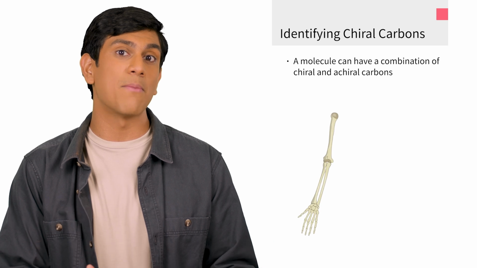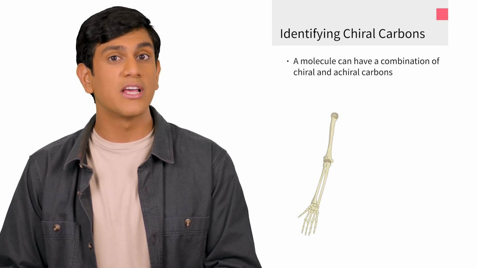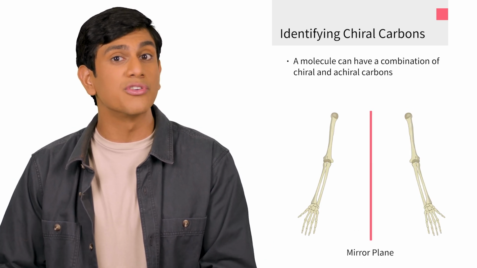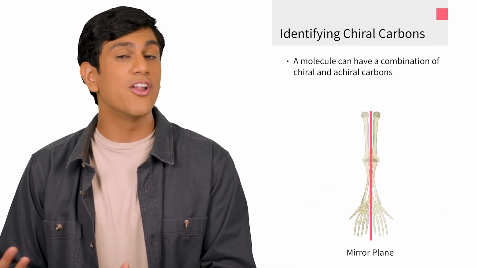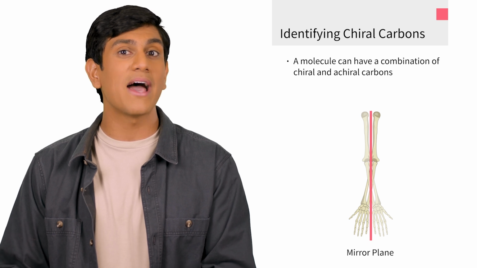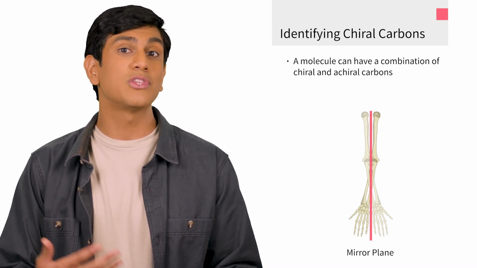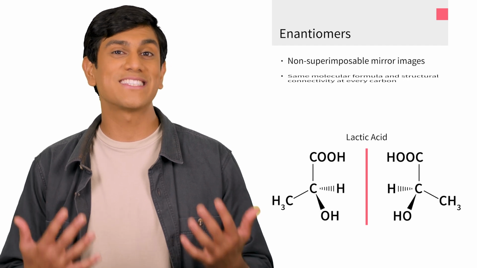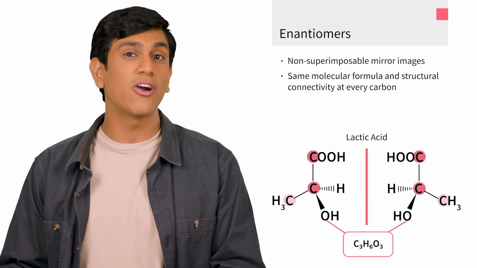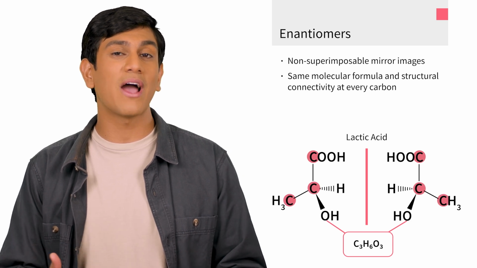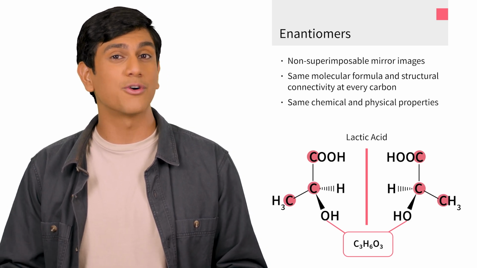Imagine our original example extending from the hands to the shoulders. At our hands, elbows, and shoulders, we have the same muscular connections to the same bones, but in a mirrored, non-superimposable way. We might imagine that each of these areas is a carbon with unique substituents. Molecules that are non-superimposable mirror images, like our arms, are called enantiomers. A pair of enantiomers will have the same chemical formula and the same structural connectivity at every single carbon, which means they'll also have the exact same chemical and physical properties.